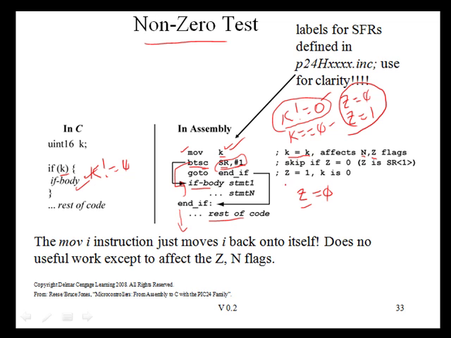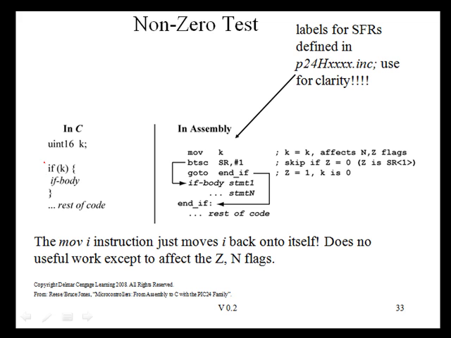Well, what if the Z flag was actually a 1, meaning that K was equal to 0? If K is equal to 0, we do not want to execute this if body. So with bit test skip if clear, we will not skip this next instruction and we will simply execute this go to statement, which skips around the if body and goes to end if. So this code right here implements this if test. Admittedly, having two different branches in this statement can be confusing.